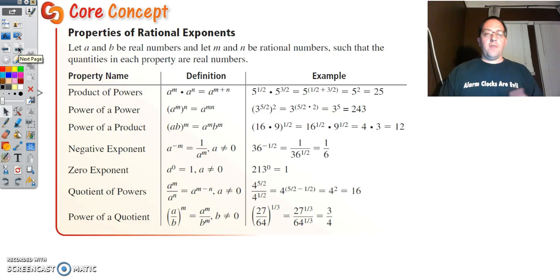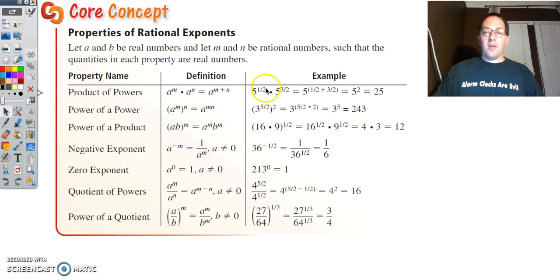So the first one we have is the product of powers. What this is saying, we have two powers and we are going to multiply them together. Now this works if and only if your bases are the same. So we have a to the m times a to the n. Both of the bases are a. So all we have to do is take the exponents and add them up.